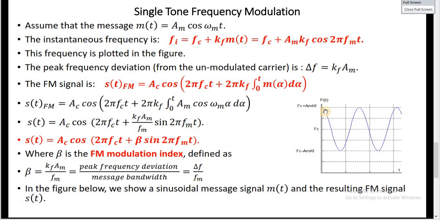So these are the basic relationships related to this example. First, the instantaneous frequency varies or has the same shape as the message signal. Second, the time domain formula for the modulated signal is Ac cosine 2 pi fct plus beta sine 2 pi fmt. So this is the time domain representation of an FM signal.